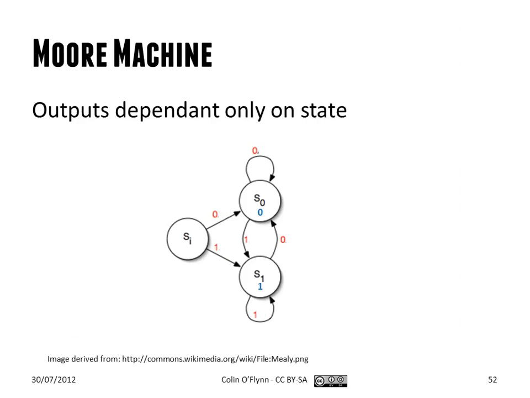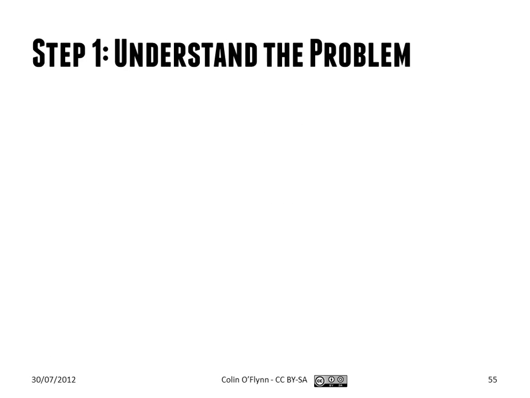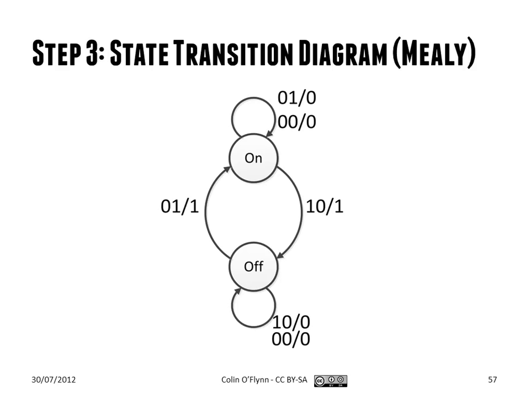I had mentioned there, in this example, where the output depends only on the state. So based solely on the state, you know what the output is. This is what we call a Moore machine. Another option is a Mealy machine, where the output depends on the states and the current inputs. The advantage is that you may have fewer state transitions with a Mealy machine.